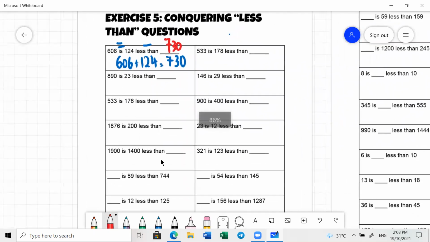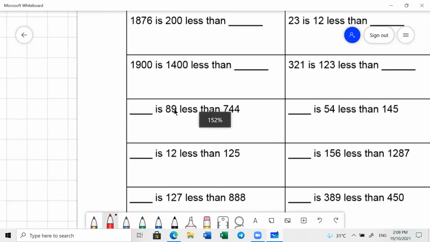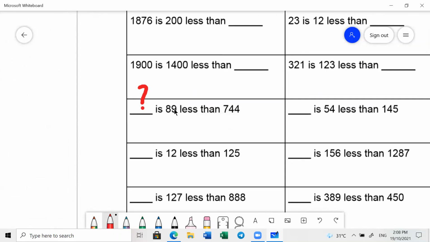Now, let's go on to the next one. What happens when the question mark is on the left-hand side? Okay, if the question mark is on the left-hand side, what do I tell you many times to do? Minus. Very good. Can we do 89 minus 744? No, we cannot. Why? Because when it comes to minus, it means take away. When you want to take away, it has to be big minus small. Big minus small, take away is big minus small, ding, correct or not? So what you want to do is same thing, do your subtraction column and you'll get 655.